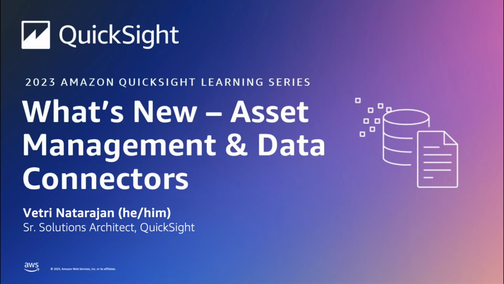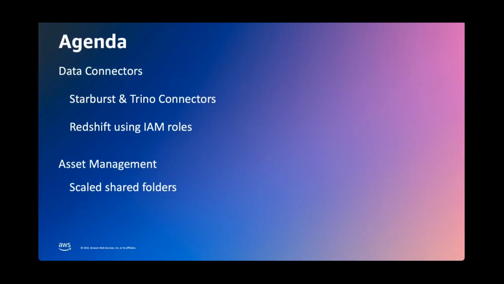I'm the AWS QuickSight Solution Architect, and today I'll be covering some of the new features that we released with respect to data connectors and asset management. In data connectors, we will see how you can connect with Starburst or Trino. We launched it recently this month, a native connector with which you can connect to the Starburst or the Trino entities.